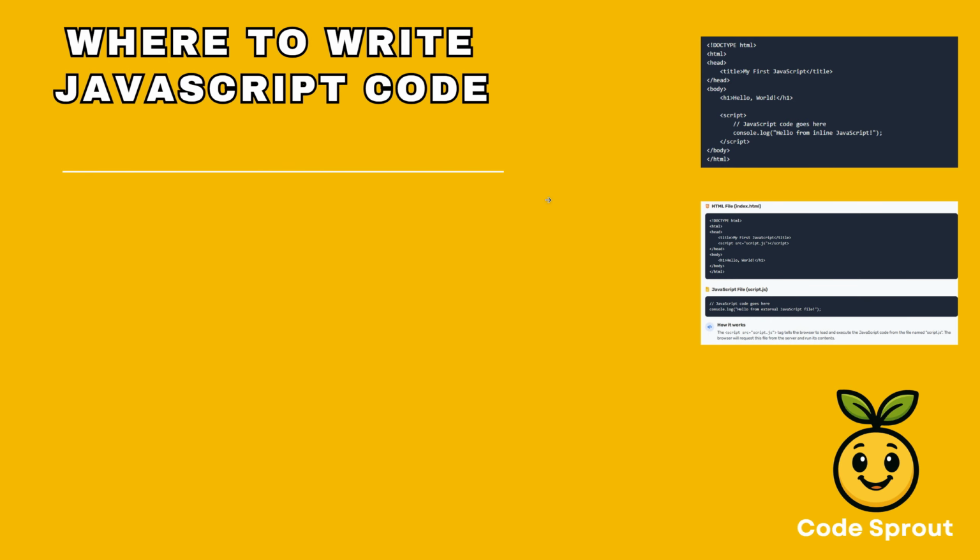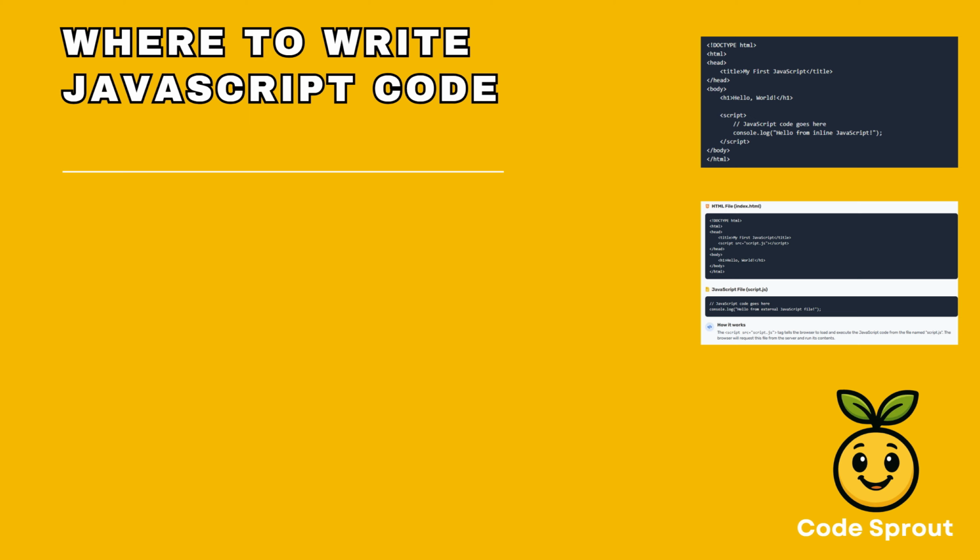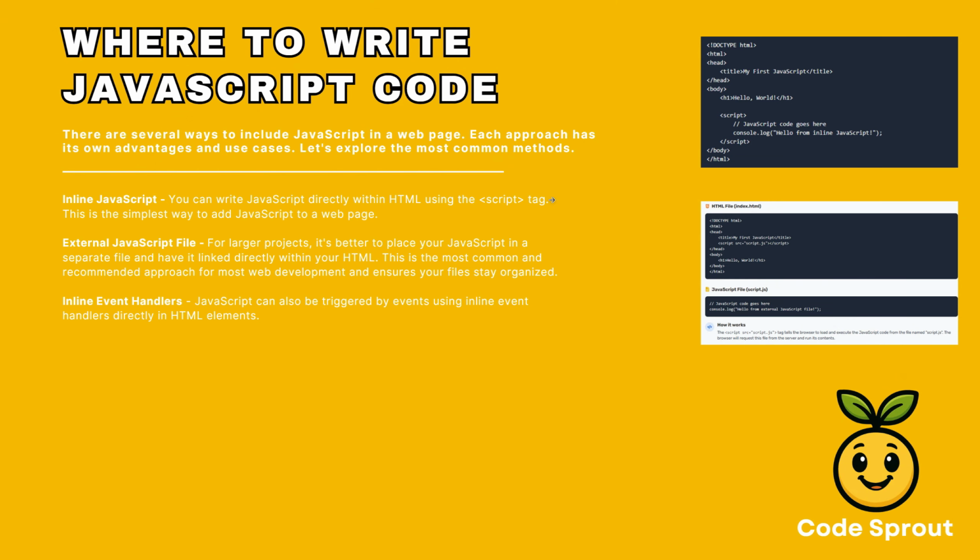So where should you write JavaScript code? There are several ways to include JavaScript in a web page. Each approach has its own advantages and use cases. Let's explore the most common methods. Firstly, we have inline JavaScript. You can write JavaScript directly within HTML using the script tag. This is the simplest way to add JavaScript to a web page.